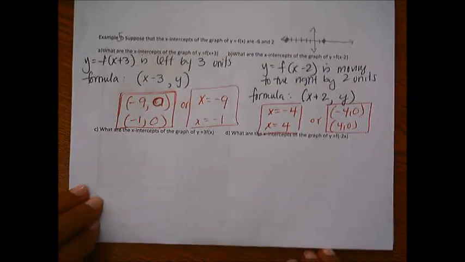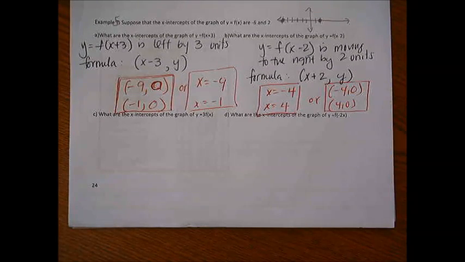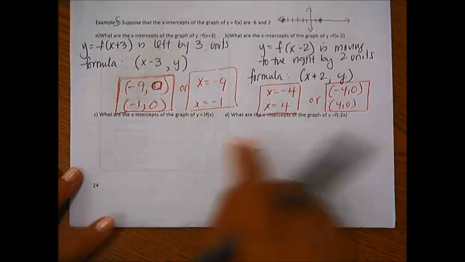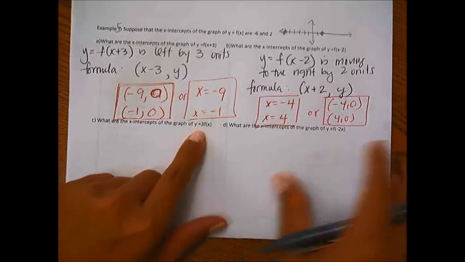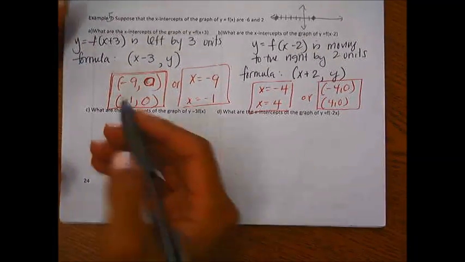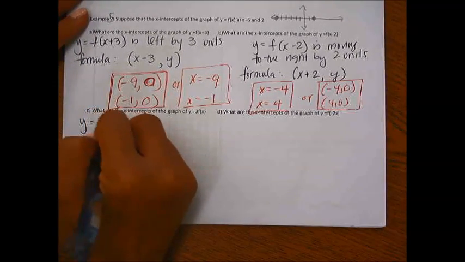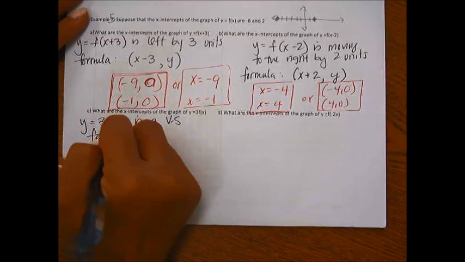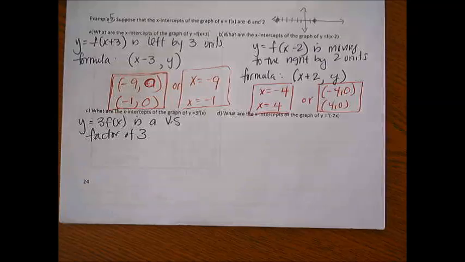Okay, moving on to example C. And again, if I'm going too fast, you would definitely need to hit pause, so you can finish writing. What are the x-intercepts now if I am doing y equals 3 times f of x? Remember, we've seen this before. Let's spell it out anyway, so it stays in your head. Y equals 3 times f of x is a vertical stretch by a factor of 3.